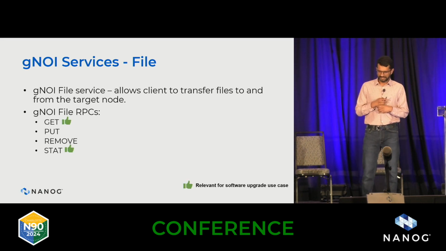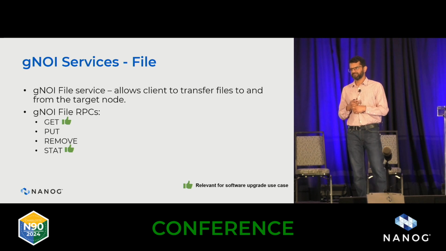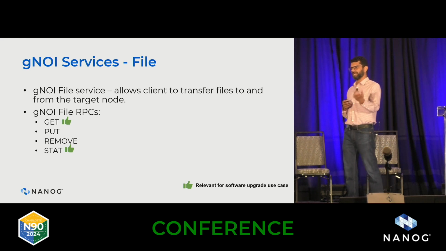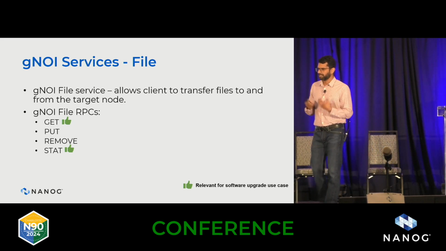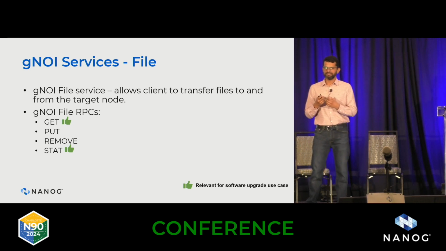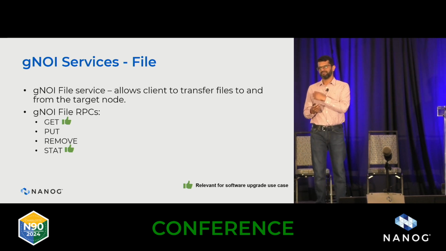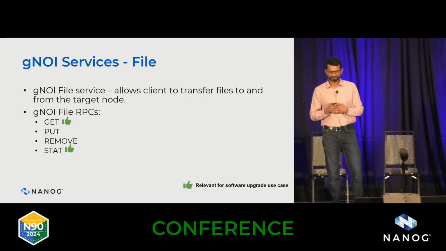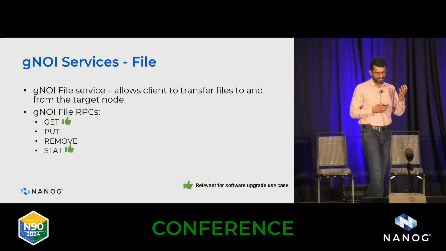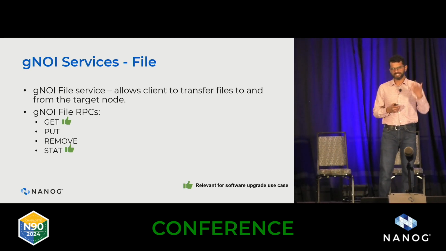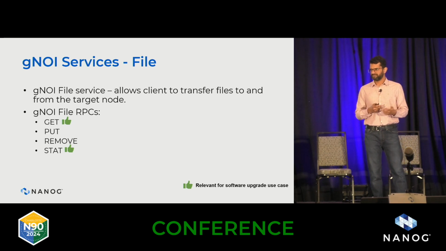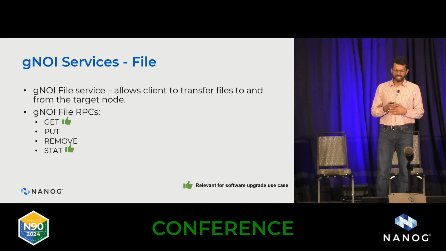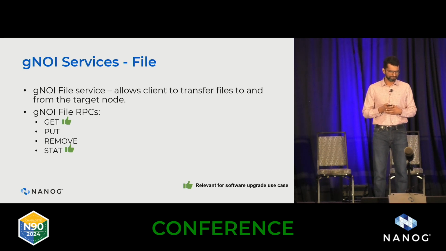So this service, in the software upgrade use case, we will use it to get the configuration backup. Or if you want to do a rollback, we can restore the configuration backup from the external server to the router. We can also get, using the stat RPC, a list of files on the router, and see how much free space is available in the hard disk or the flash card.